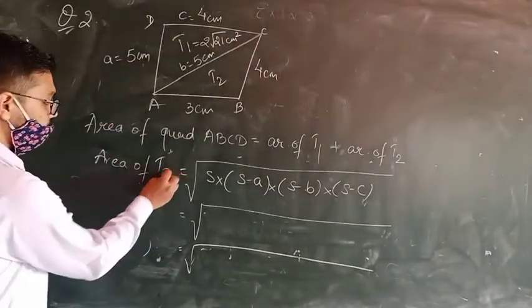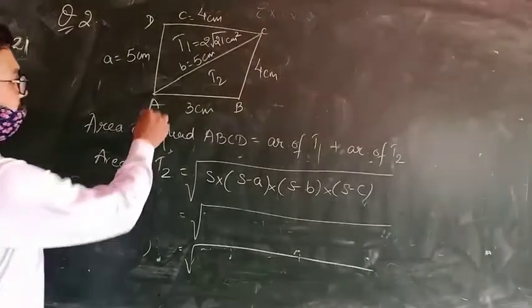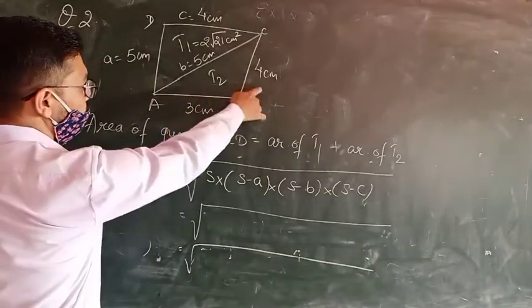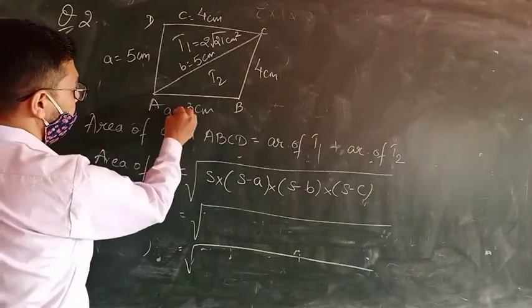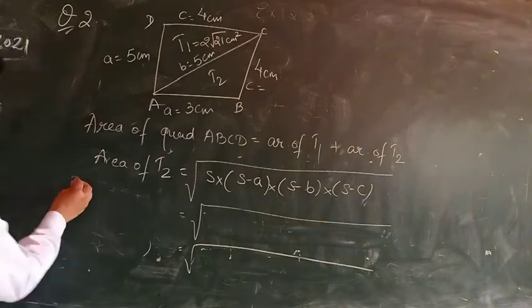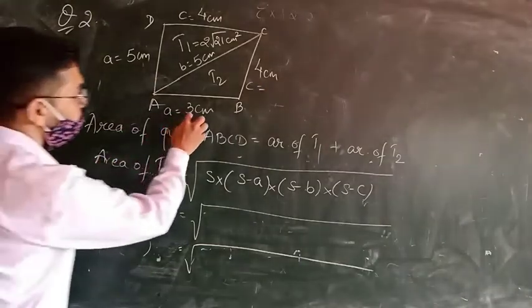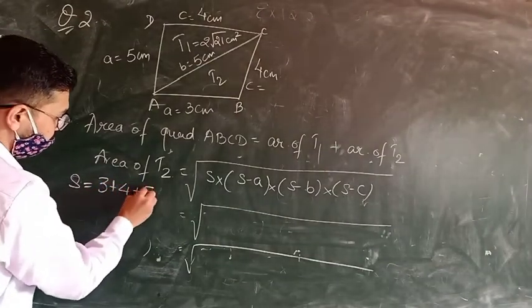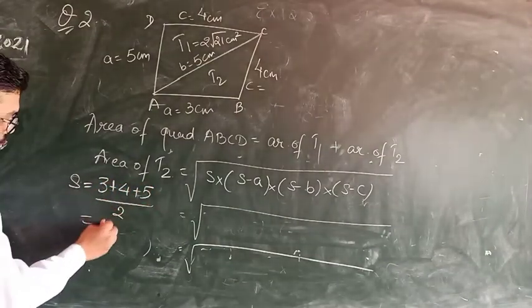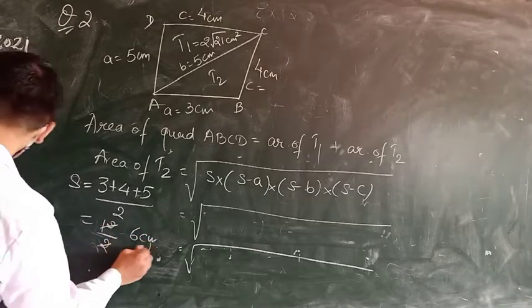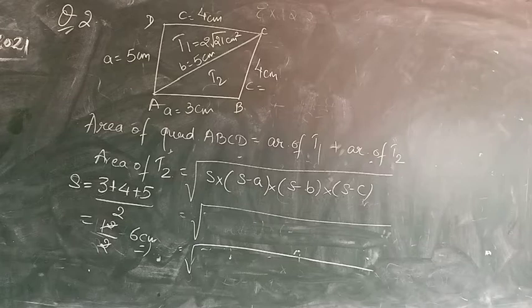Now area of T2. T2 is this triangle ABC. So the three sides are 3, 4 and 5. Let's say this is A, in this case this is B and this is C. Now first calculate the value of S in this triangle. So 3 plus 4 plus 5, which is equal to 12 divided by 2, that is 6 centimeters. That means the value of S is 6 centimeters.